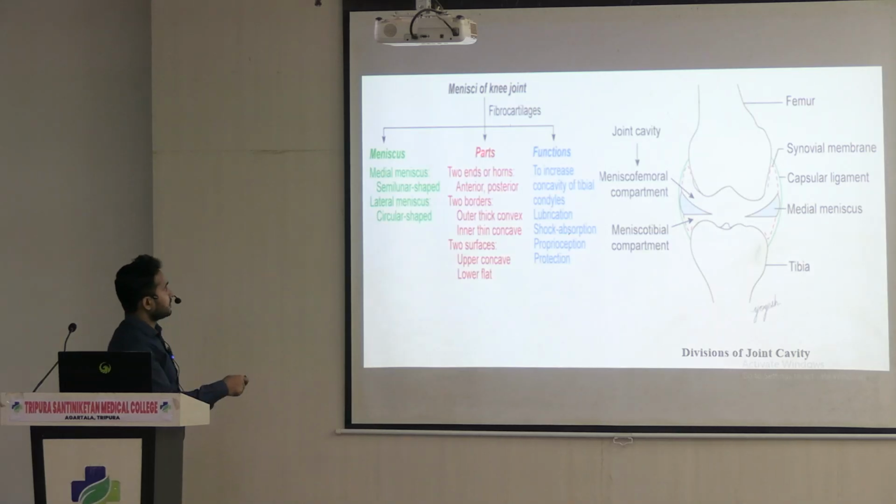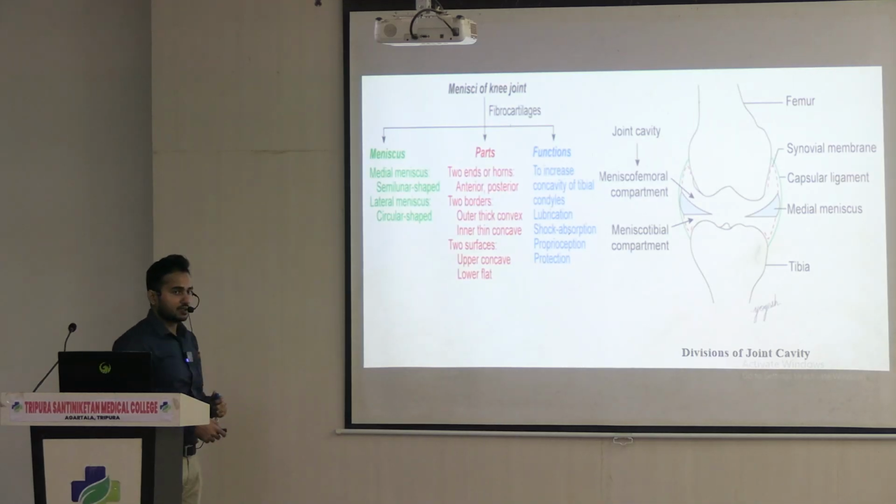ठीक है, next if you see the parts, so various parts are there of the menisci. Okay, so two ends are there, that is called anterior horn and posterior horn. Two borders are there, that is the outer thick convex border and inner thin concave border. And then two surfaces are the upper surface which is concave and lower surface which is flat. So these are the parts of menisci, both the menisci.